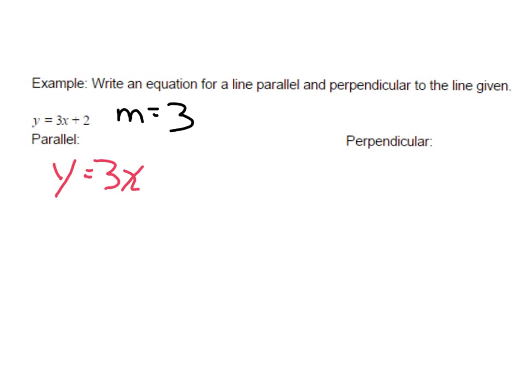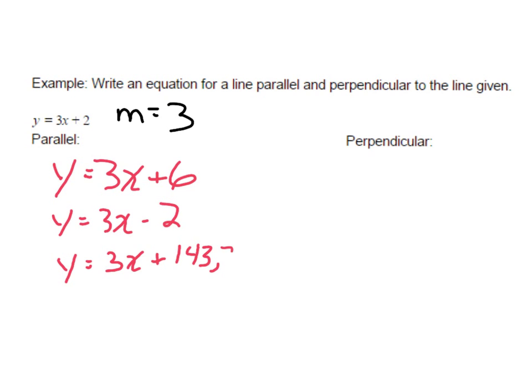And it doesn't matter what I have for a y-intercept. I could have plus 6, and that would be fine. I could have y equals 3x minus 2. I could have y equals 3x plus 143,798. Those would all be parallel lines to it.